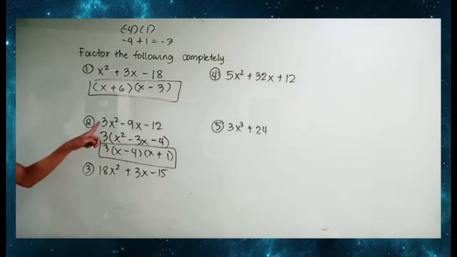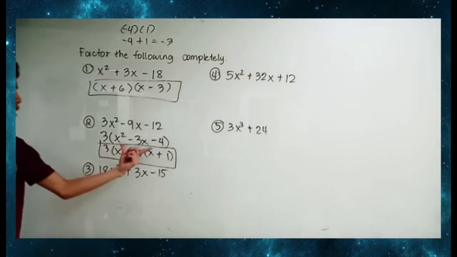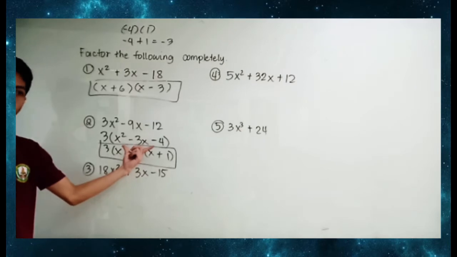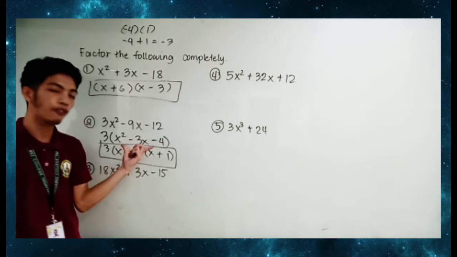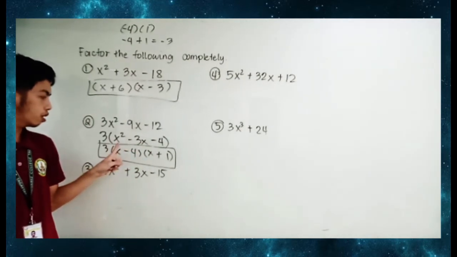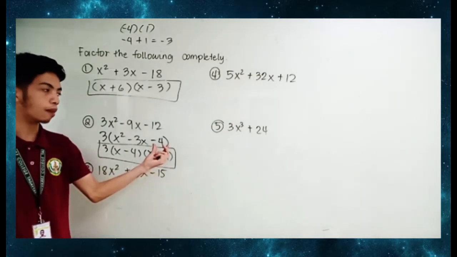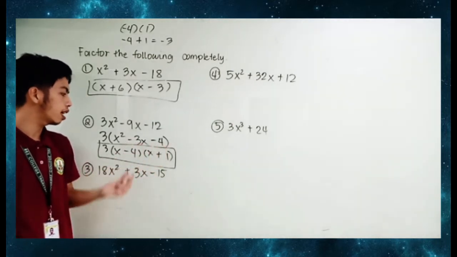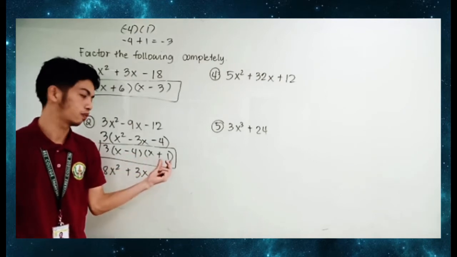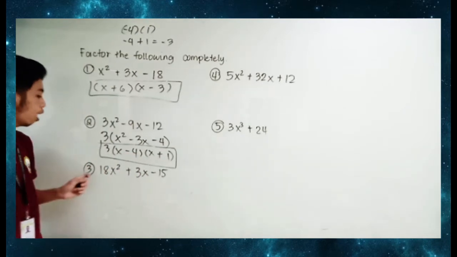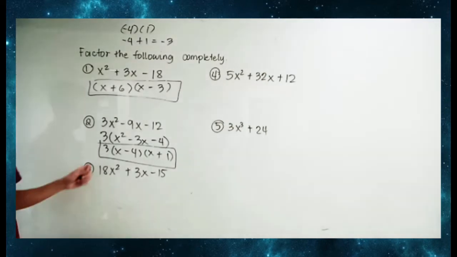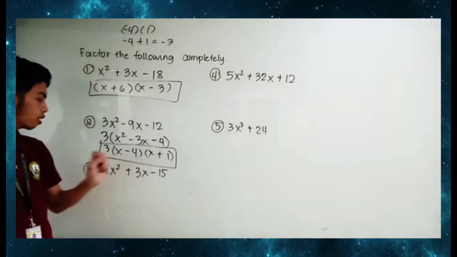Okay? Nilabas mo na si 3. Nagkaroon ka ng polynomial na ganito. And then, yung polynomial na ito ay meron pang factor. X squared, x times x. Factor ng negative 4 na ang sagot kapag pinag-plus ay negative 3 is negative 4 at saka positive 1. So, ito na yung kanyang factor. How about number 3? We have also common factors here.